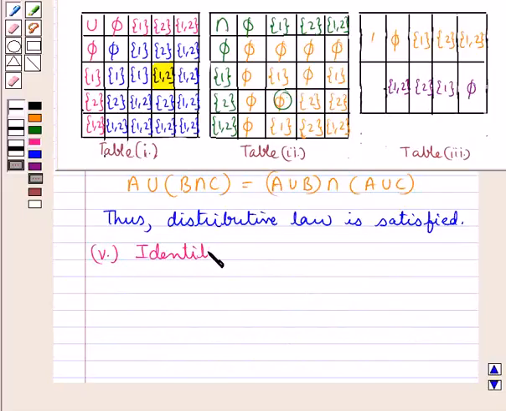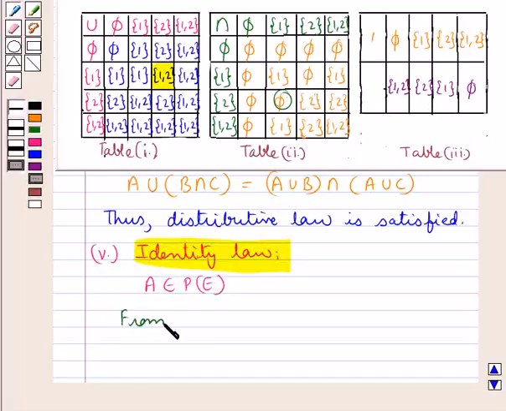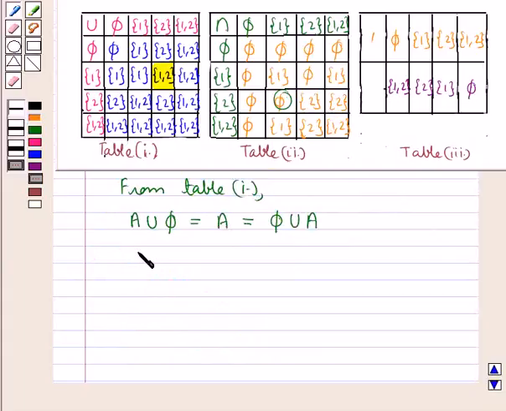Next we have the identity law. Let's see if this is satisfied or not. Consider element A belonging to the power set of E. Now from table 1 we observe that any element A which belongs to the power set of E, union phi, is equal to A. Like phi union phi is phi, singleton 1 union phi is singleton 1, singleton 2 union phi is singleton 2, set with elements 1 and 2 union phi is set with elements 1 and 2. And this would also be equal to phi union A. And therefore we can say that this phi is the identity element for the operation of union.